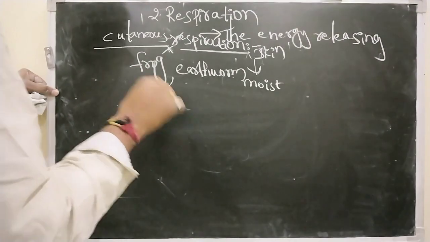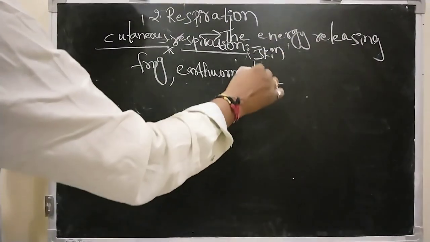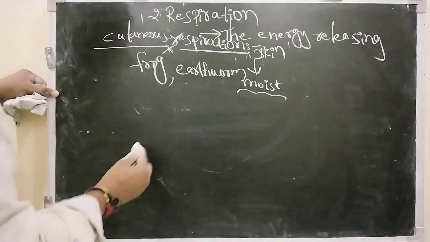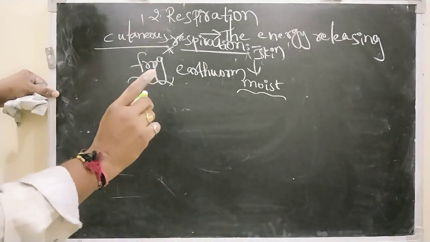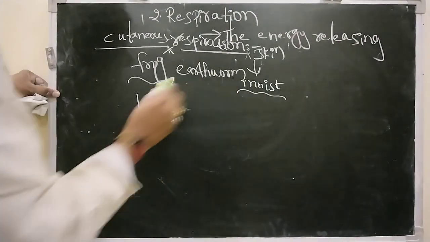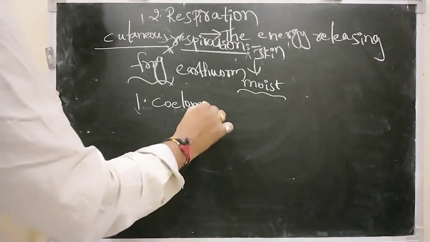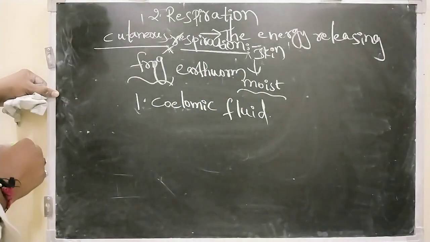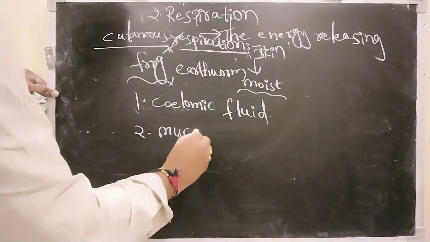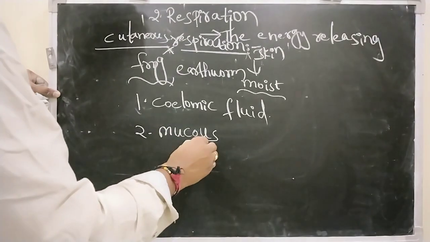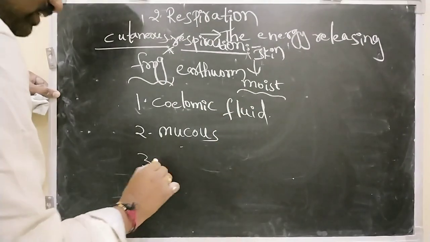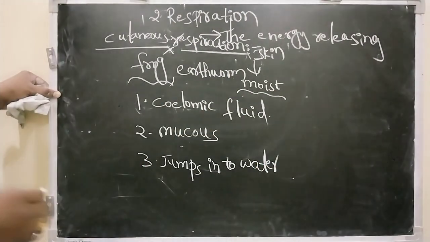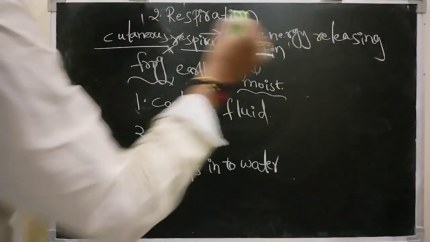So how is the respiration going on? As we already discussed, for cutaneous respiration to occur, the skin must be moist. To keep its skin moist, the frog performs three functions, any one of them. One is the coelomic fluid secreted by the body cavity, or coelomic cavity, which keeps the skin moist. Number two, the mucus glands produce a substance called mucus. That mucus fluid also keeps the skin moist, and often it jumps into water to keep its skin moist. So for cutaneous respiration to occur, the skin must be kept moist.